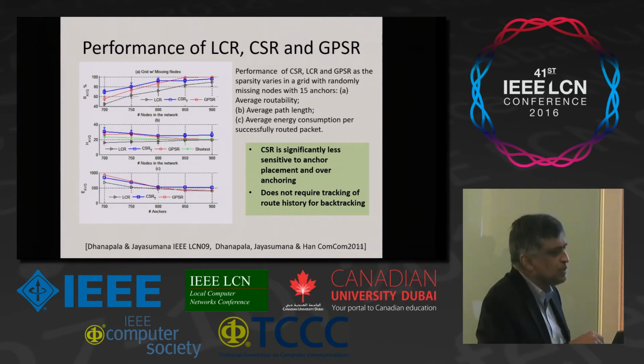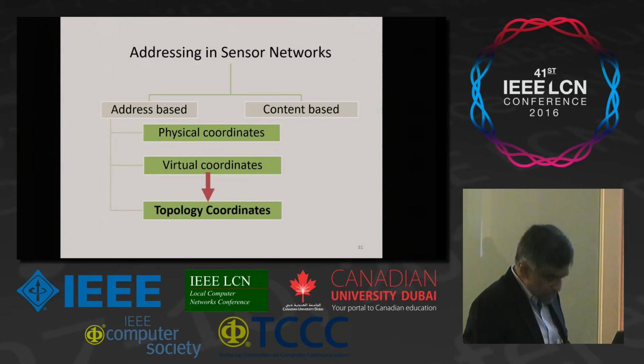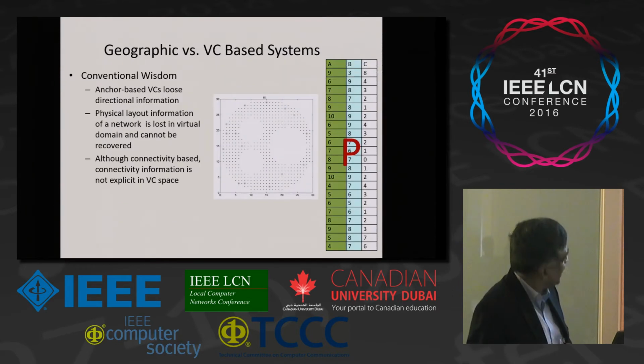So this is when actually, so to sum up, virtual coordinates, you don't need any geographical localization or anything, but the problem is you have logical voids and then you have lost this directionality completely. So this is the point at which we kind of came up with this idea called topology coordinates, and what it is like is this. So this is a network, and each of these rows is a node, right? And these are anchors.